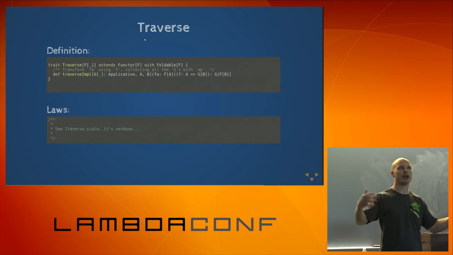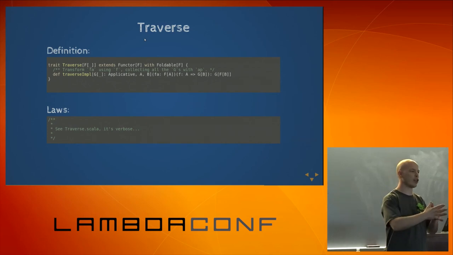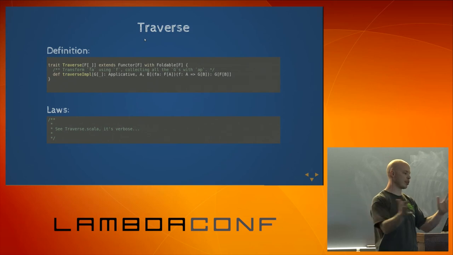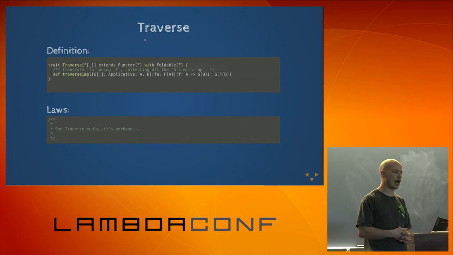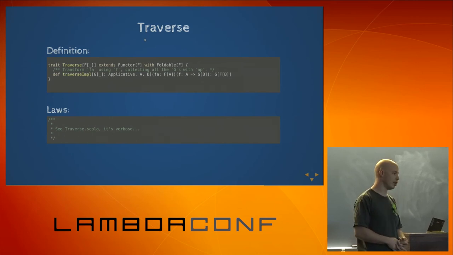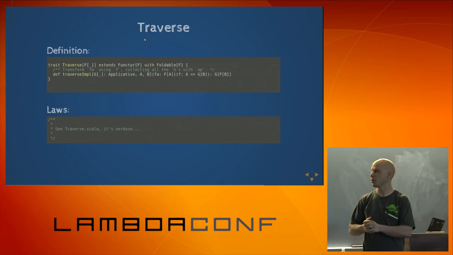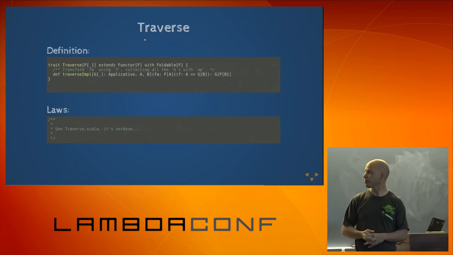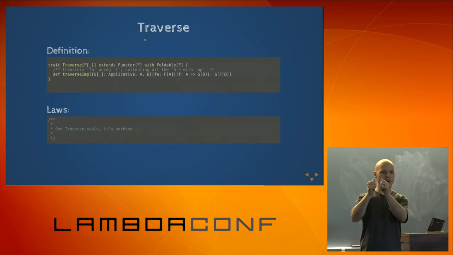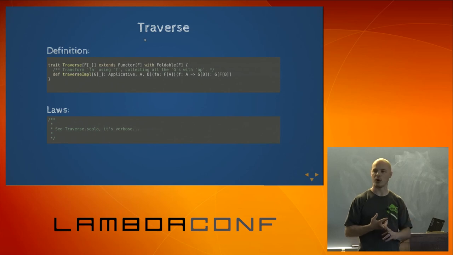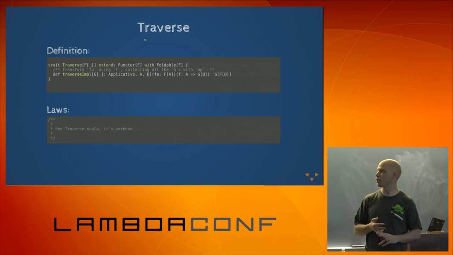So we've talked about foldable, which takes some big structure and collapses it down into one value. Now let's talk about traverse. If you look at the Haskell stuff, this is traversable, but that's kind of taken by some of the Scala standard stuff, so they chose to just go with traverse. Basically, this goes from some structure, and for every element in there, you're going to some other applicative value, like validation is a good example, or disjunction, or option.